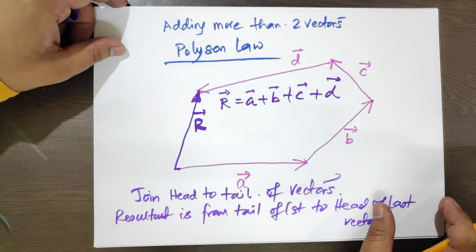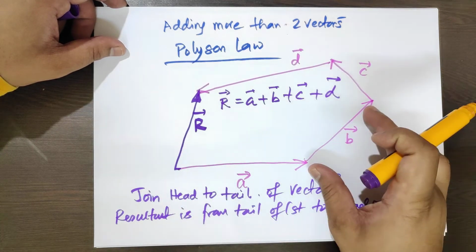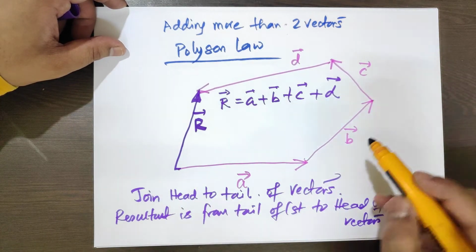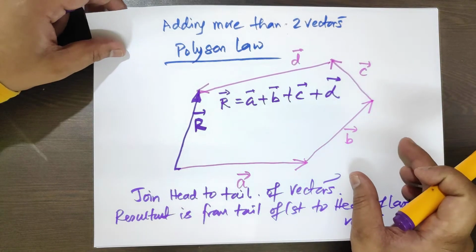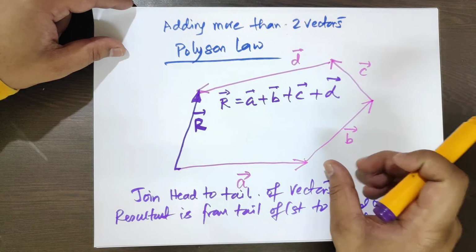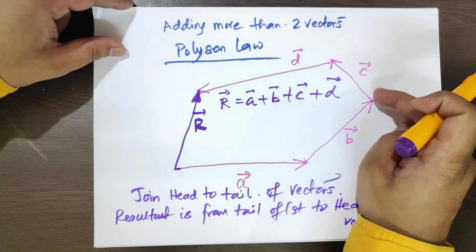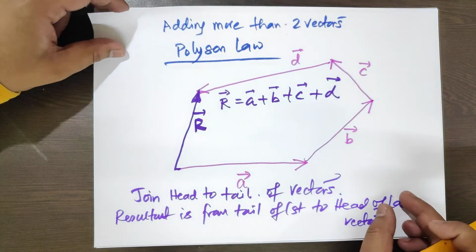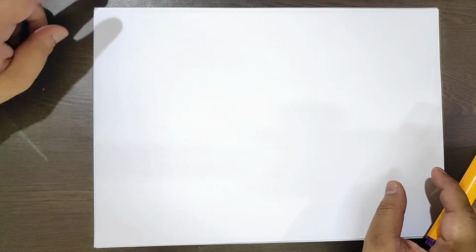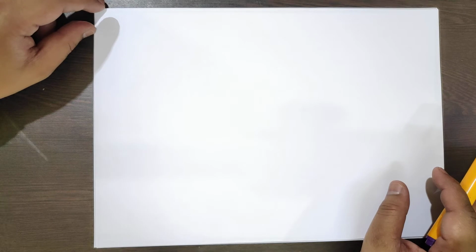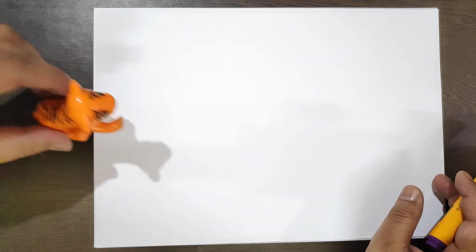It is similar to the triangle rule, just keep on placing the heads and tails like this. Draw the vector, place the tail of the second vector, join it with the head of the first vector, then the tail of the third vector join with the head of the second vector, and go on like this. This polygon law is not only limited to a plane, it can be in space also. The cars won't fly, they fly in cartoon movies.